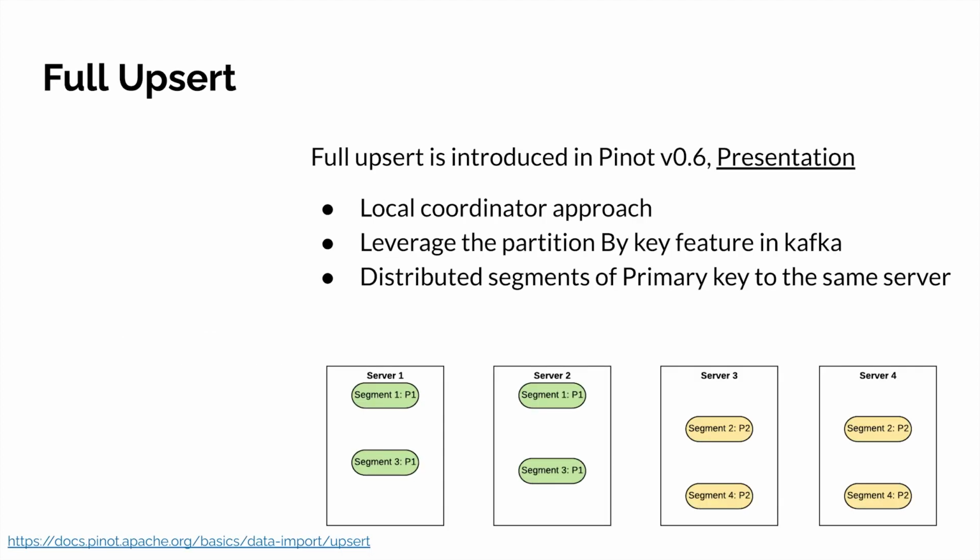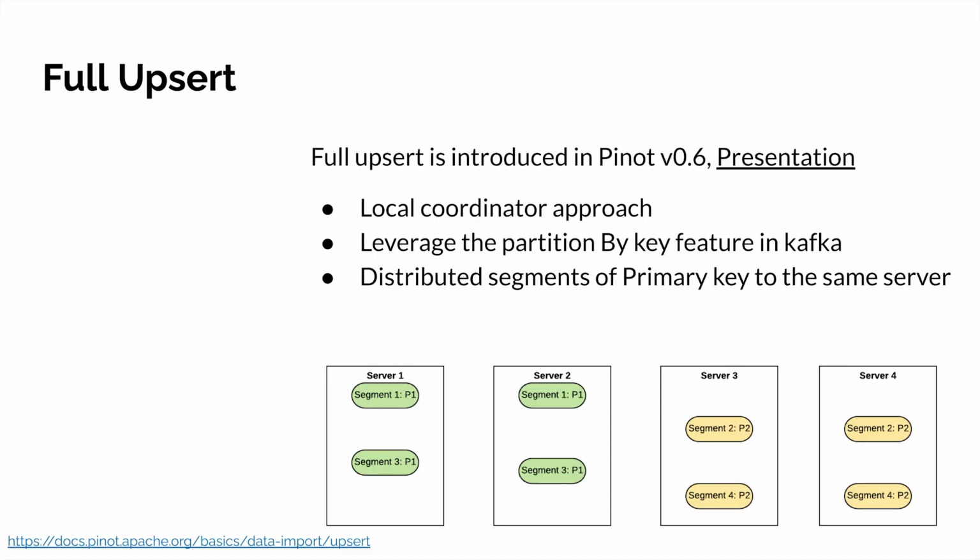Thank you. So for the full upsert, this was introduced in Pinot 0.6. As we know, the real-time data are grouped in segments, and segments are distributed on different servers. On these servers, one segment might have multiple different replicas, right? So we can query in parallel and avoid the bottleneck of a single server.